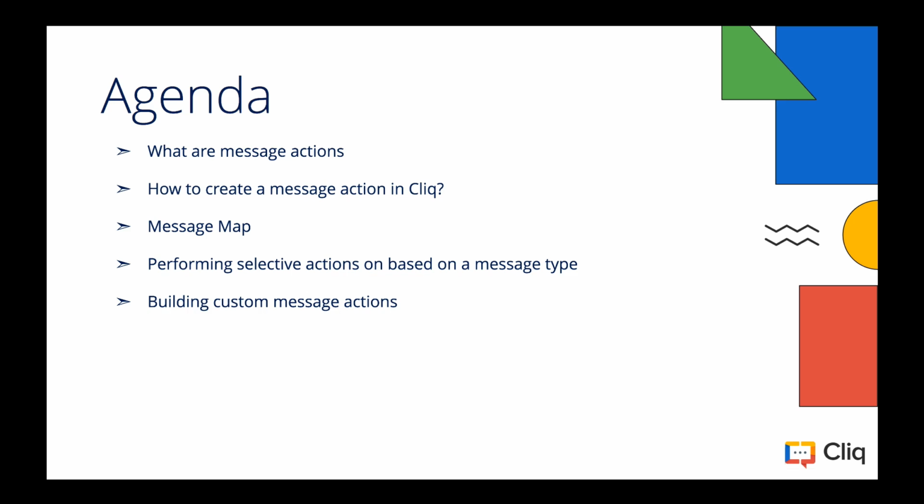So let us take a quick look at the agenda for today. First up is an introduction of what message actions in Qlik are. We'll take a look at the default message actions and their purpose. First, to understand how custom message actions are different from the default message actions, followed by understanding the message map. Since we are performing an action on a message, we will get an idea about the message map and what attributes are passed when a message action is triggered.